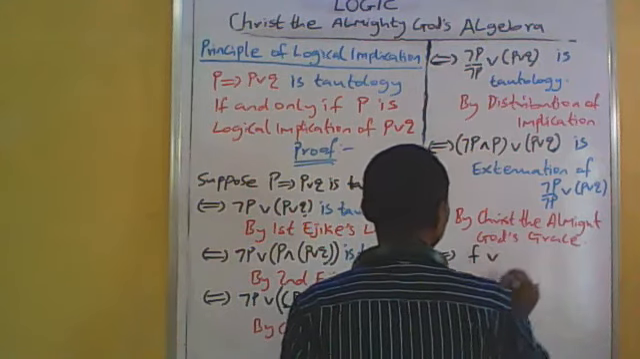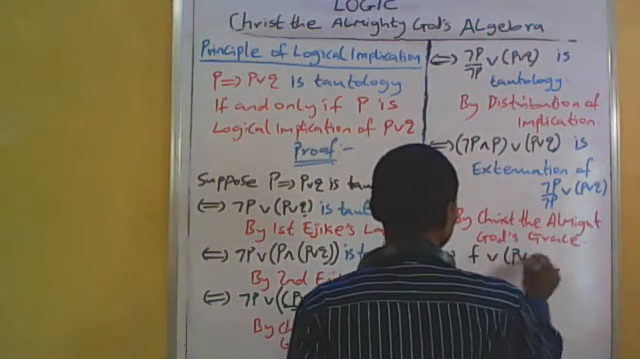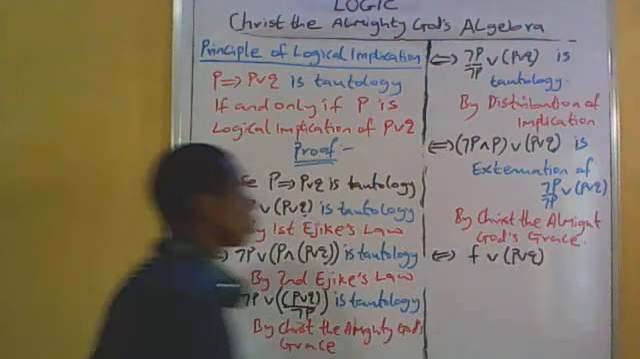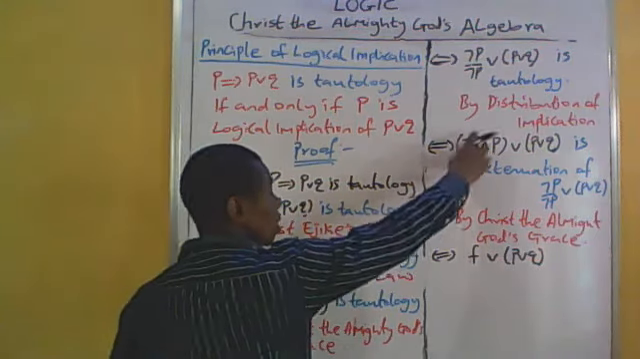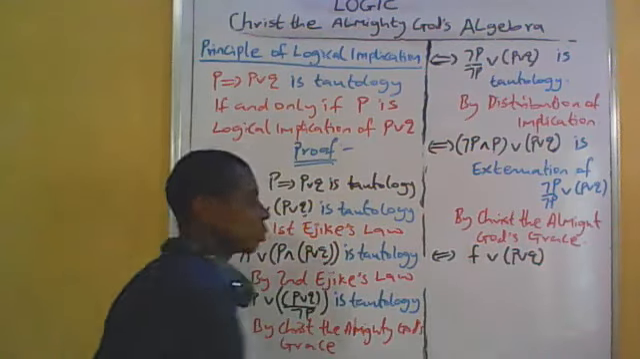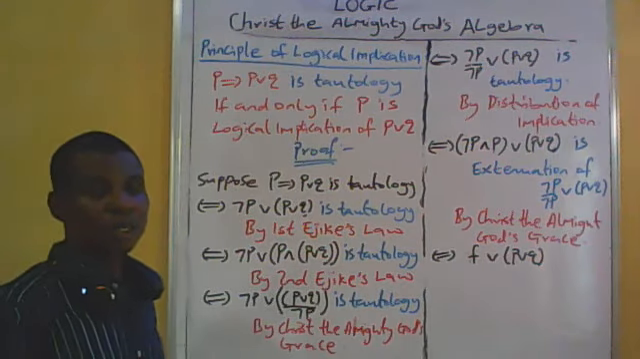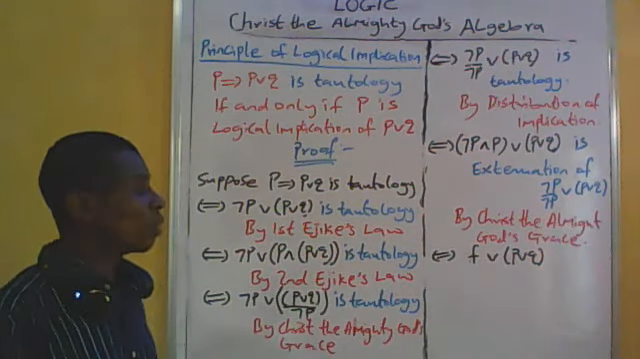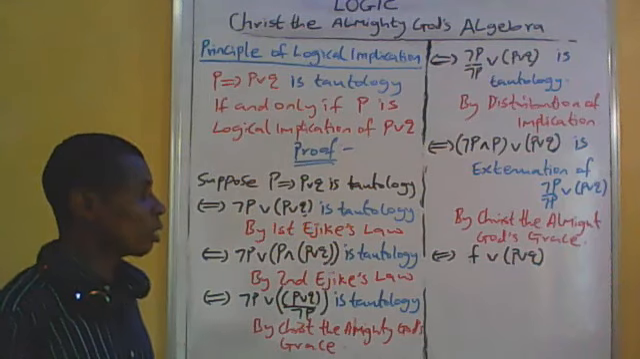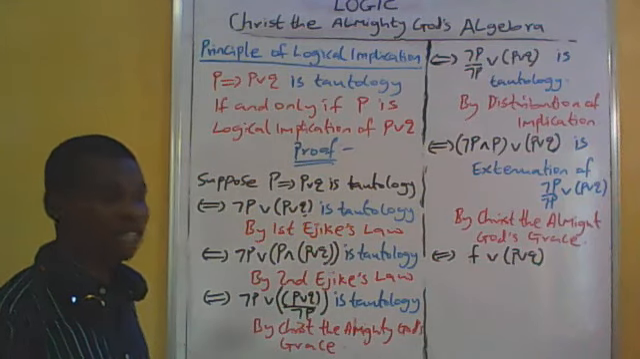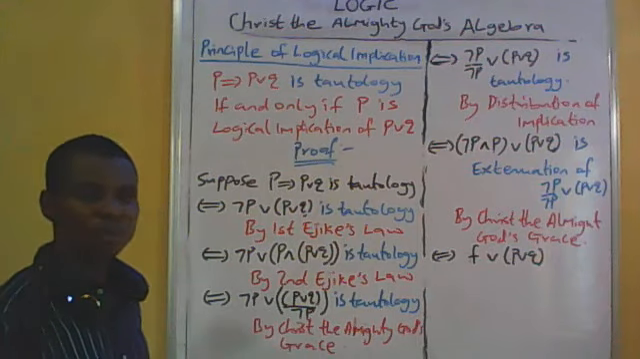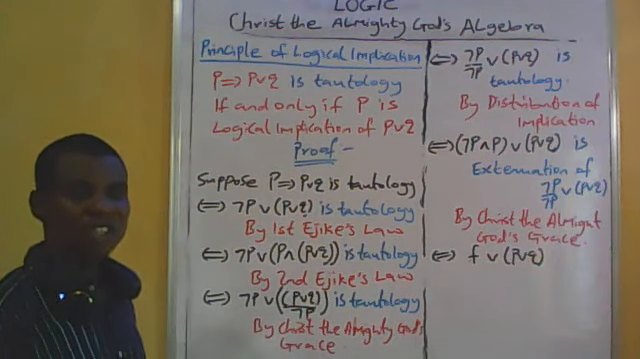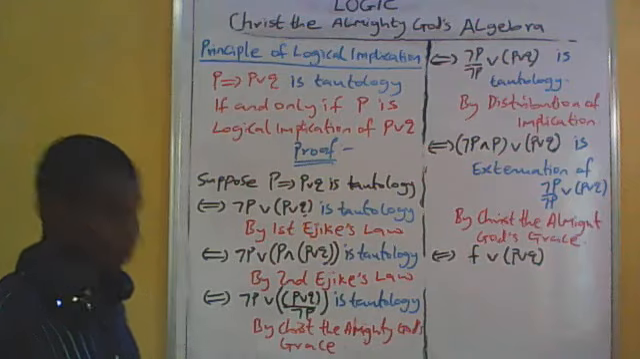F or bracket P or Q. You have now substituted this not P and P with F by law of complement. So it's a law of complement that substitutes not P and P with F and is still equivalent to P or Q. That means is explanation of this tautology.